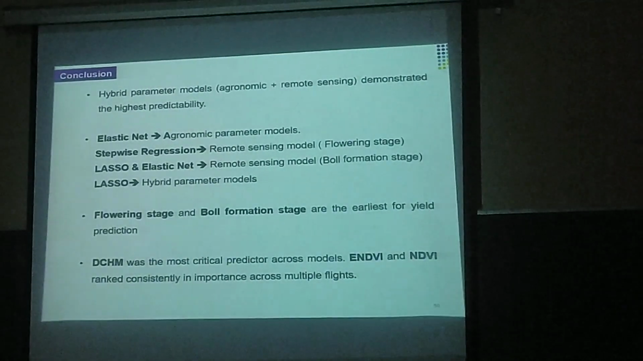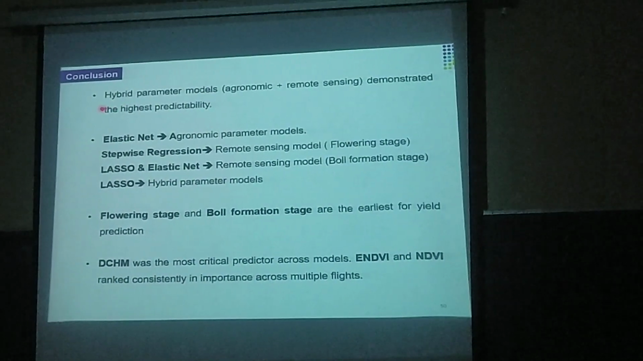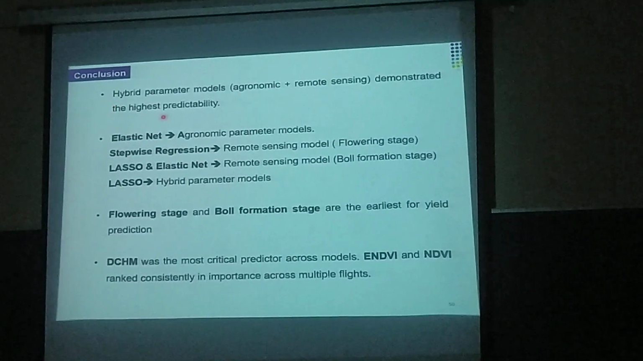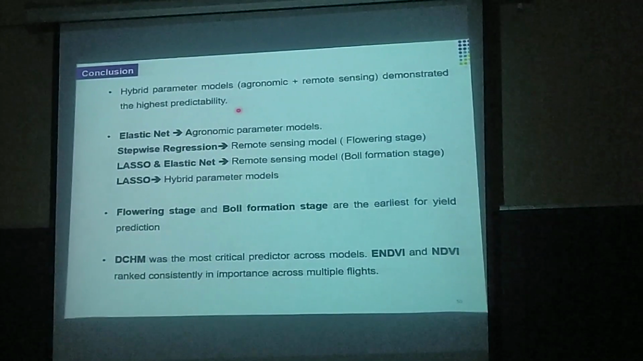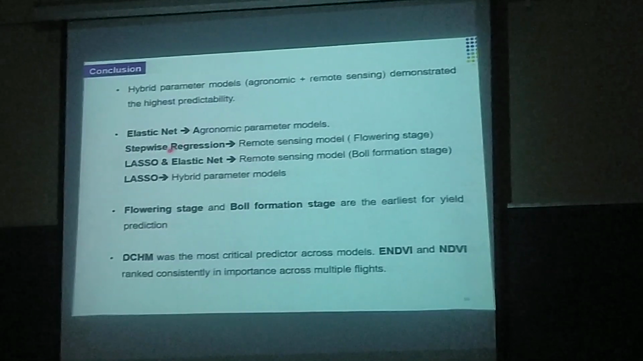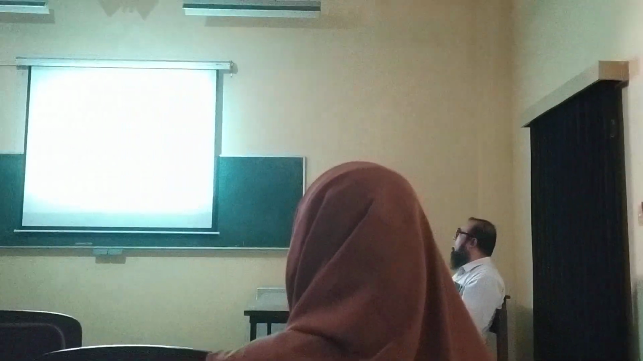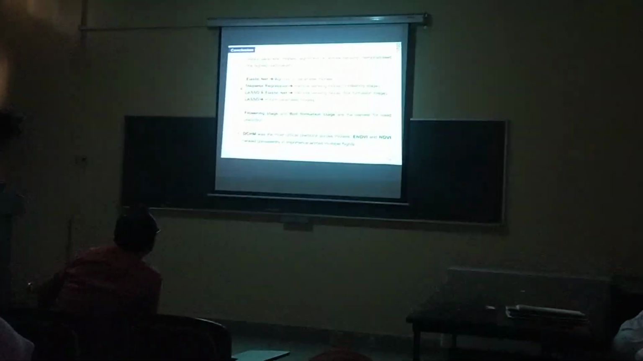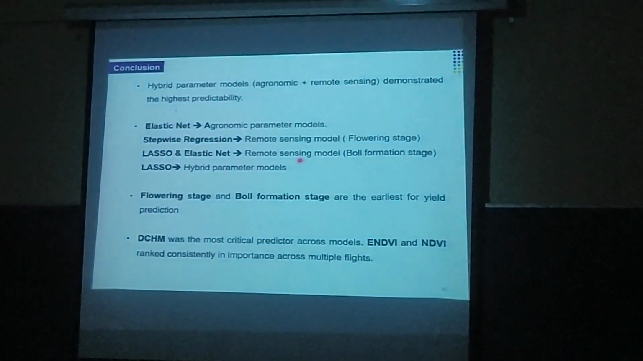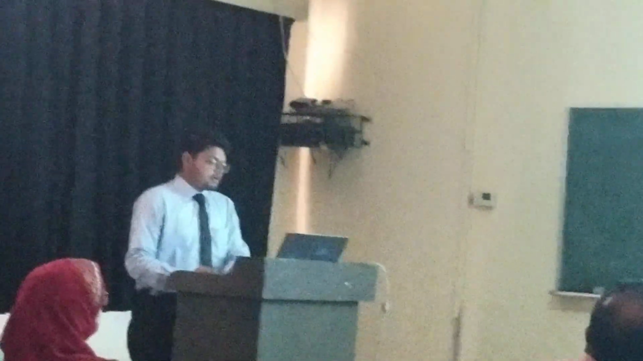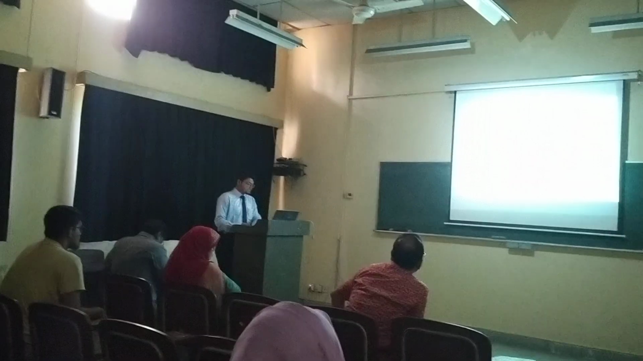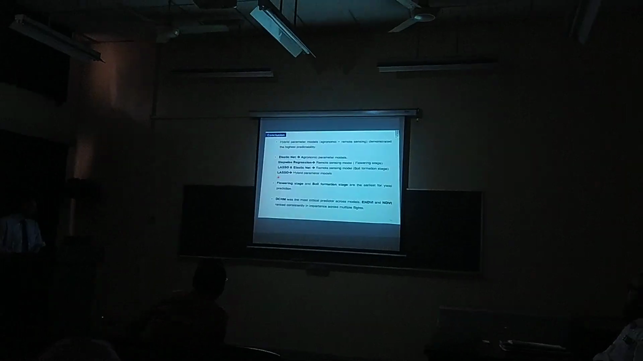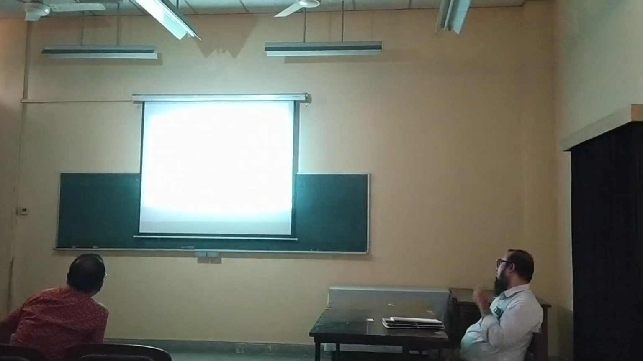So for conclusion, we can say that the hybrid parameter model combining the agronomic and remote sensing parameters demonstrated the highest predictability. Among the agronomic parameter models, the ElasticNet has performed better. For the remote sensing model, at the flowering stage, stepwise regression has performed better. For the remote sensing model, at the boll formation stage, Lasso and ElasticNet have performed better. For hybrid parameter models, as we said earlier, the Lasso model is the best among all the models.